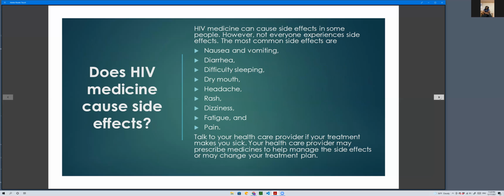Does HIV medicine cause side effects? Yes, it causes side effects in some people, but not in everyone. The most common side effects are nausea and vomiting, diarrhea, difficulty sleeping, dry mouth, headaches, rash, dizziness, fatigue, and pain. Talk to your healthcare provider if the treatment is making you sick. Your healthcare provider may prescribe medicine that can help manage the side effects and make a change in your treatment plan.